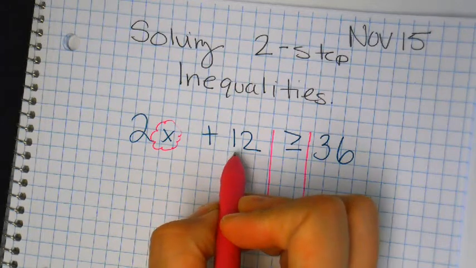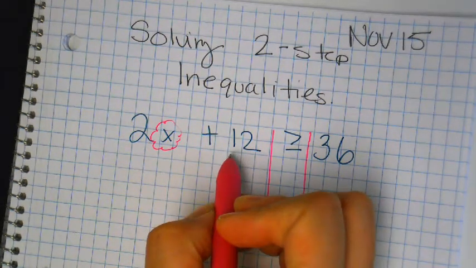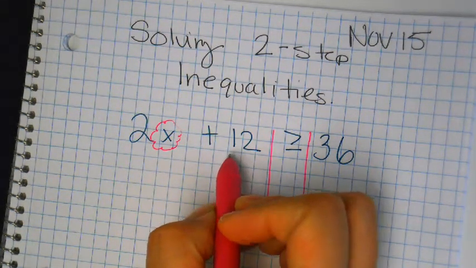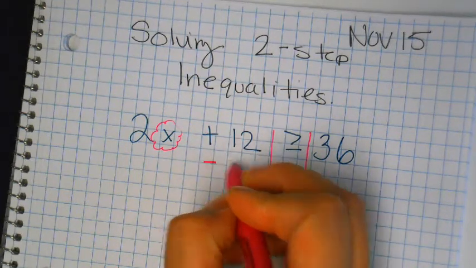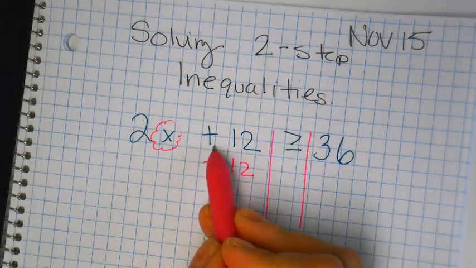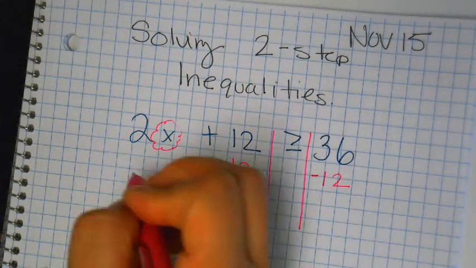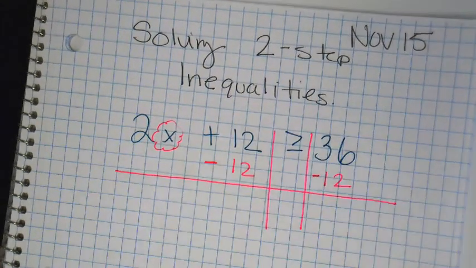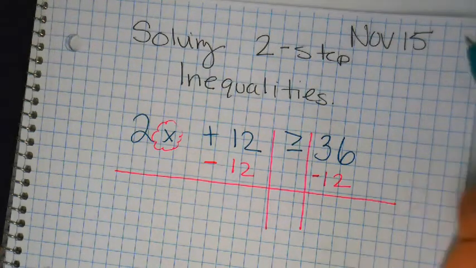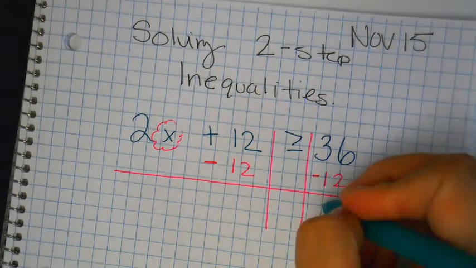That's your first decision. How do I move it? What math do I use? Minus 12. Since this is addition, the opposite is to minus. I'm going to do it to both sides. This is why we did this last week. 36 minus 12? 24.